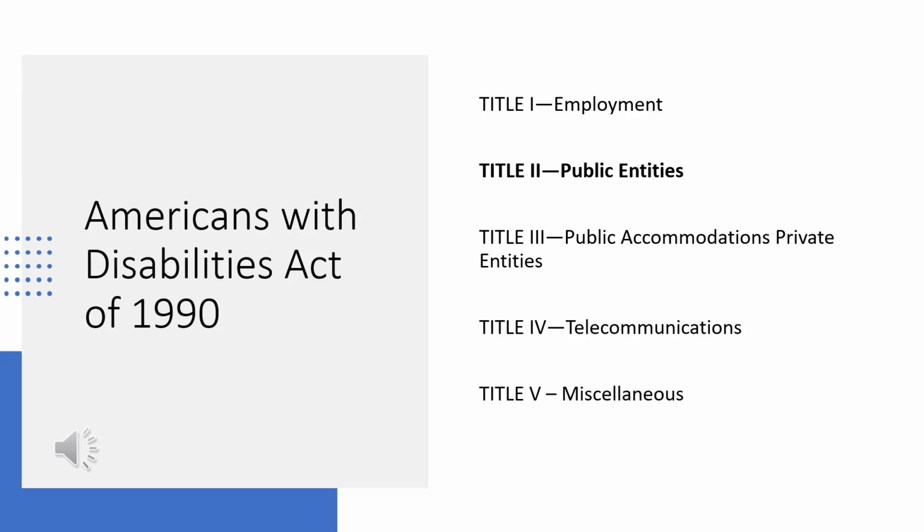Title IV covers disability access to telecommunications, and then Title V of the ADA contains miscellaneous provisions, one of the most important of which is the prohibition on retaliation because someone opposes something that has been made unlawful under the Americans with Disabilities Act or participates in a discrimination complaint against an employer or a public entity or a public accommodation.